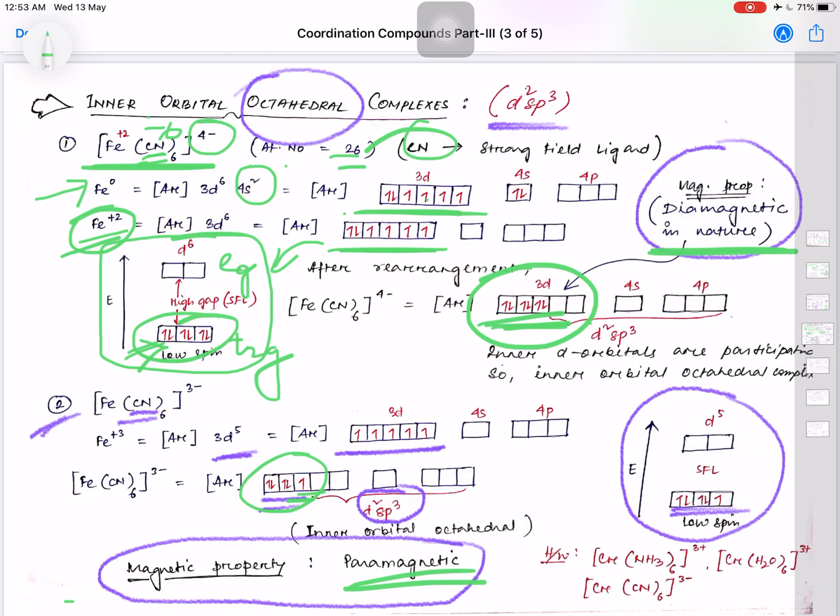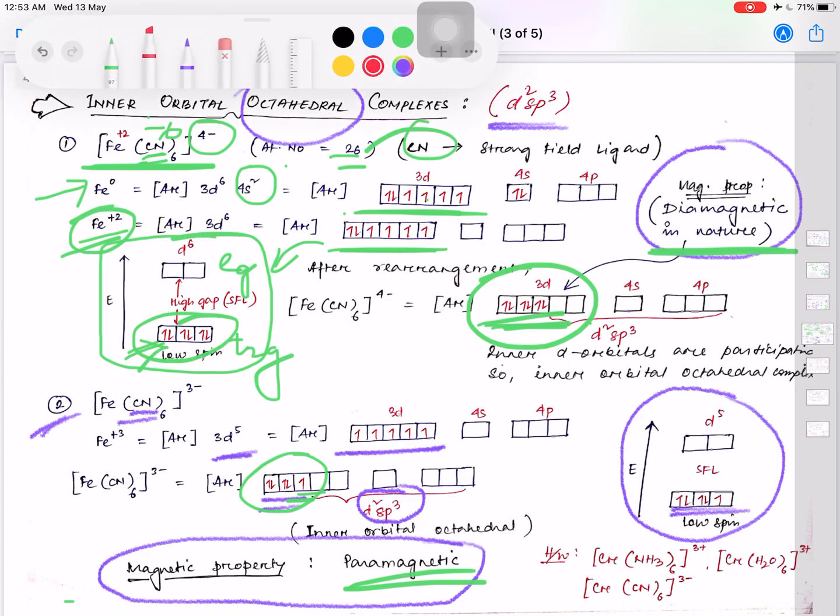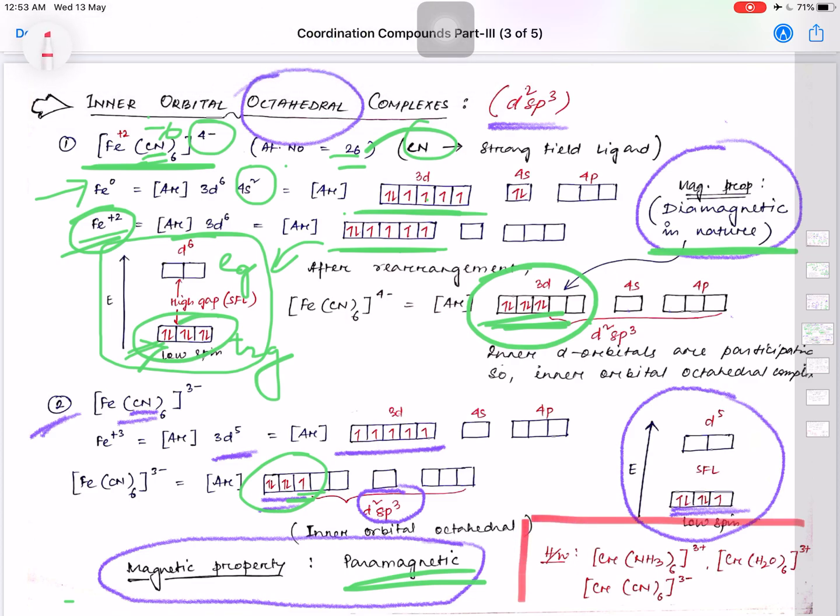Same thing, you'll be able to know this when you solve it. I've given you 3 examples, so you just solve these examples. This is your homework.